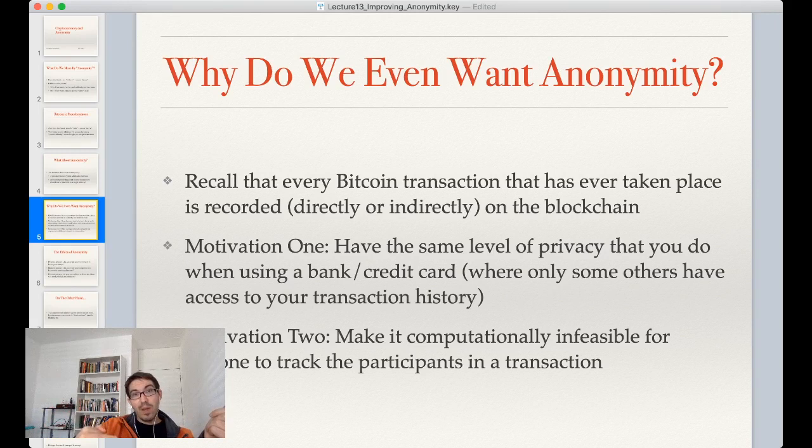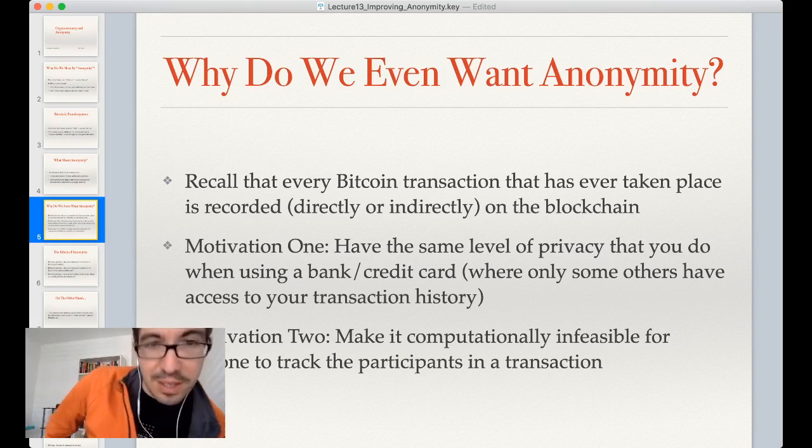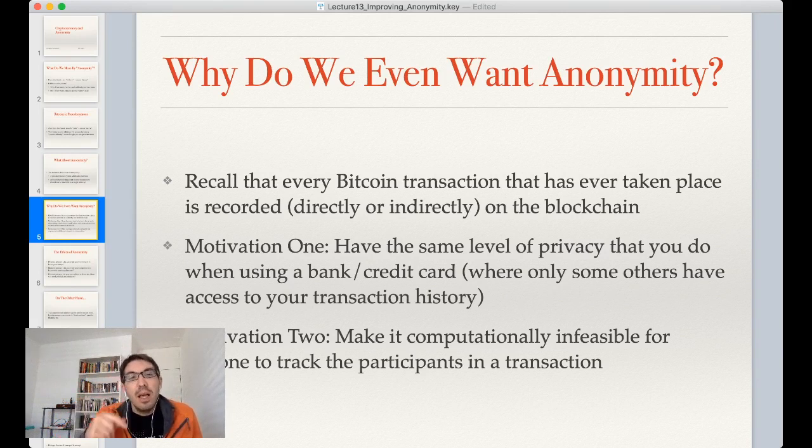But ideally, we want this second level of true anonymity and make it really infeasible for anyone to track the participants in a transaction. So I want to go on a little tangent here: given enough computing power, resources and time, it's generally possible to de-anonymize people's transactions. Now, this amount of time may be infeasible. It may take as long as the end of the universe to crack a code, but there are what we would call side-channel attacks. There are other ways to do this.